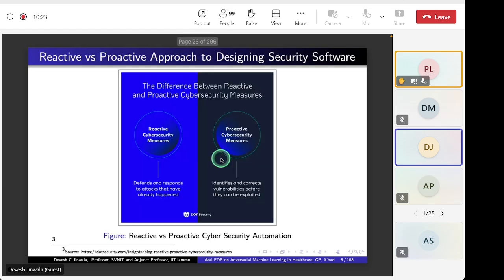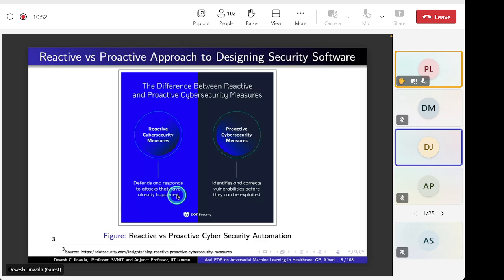So typically we must have heard the terms like firewall or intrusion detection systems or antivirus. All of this basically are referred to as the reactive cybersecurity measures. What we mean by reactive is they would look at a particular attack which is taking place and then build a counter mechanism to defend against those attacks. So what is written here is defense and response to attacks that have already happened.